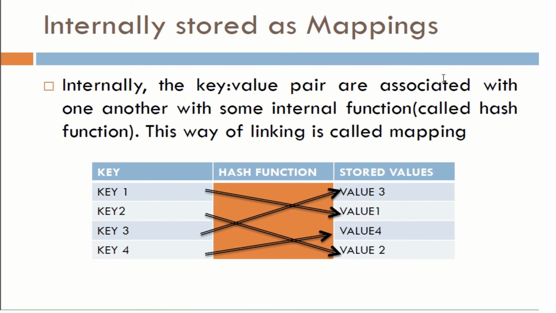Now, internally stored as mappings. How? Internally, the key value pairs are associated with one another with an internal function called a hash function. This way of linking is called what? Mapping. Like key 1, value 1, key 2, value 2. So internally the hash function and the mapping are applied, like matching is being done. Accordingly, we put our values associated with a particular key.